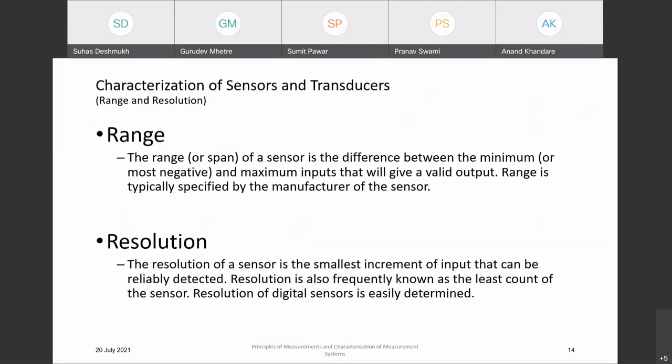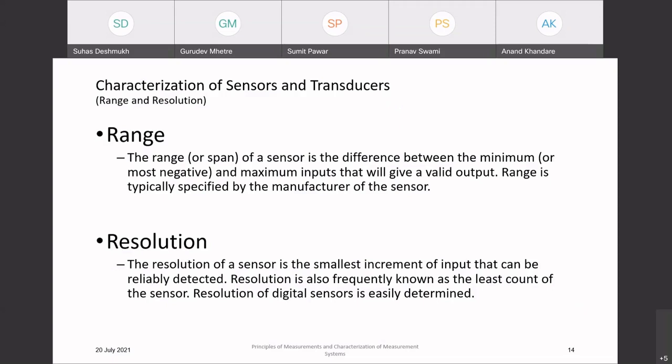Next is the maximum range it can cover. If you look at an RTD, it can sense temperature up to a very high degree. But a thermocouple, some sensors can sense up to 500, and beyond 500 they cannot sense. Some thermocouples can sense temperatures up to 2000 also. So the minimum value to the maximum value is nothing but the range.